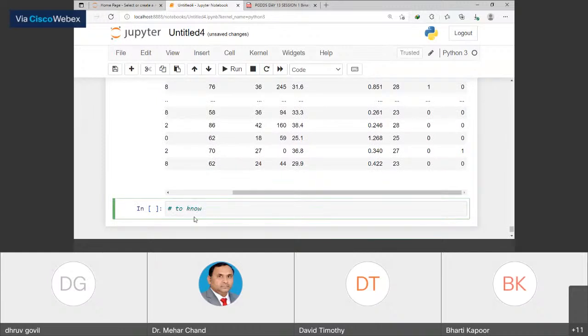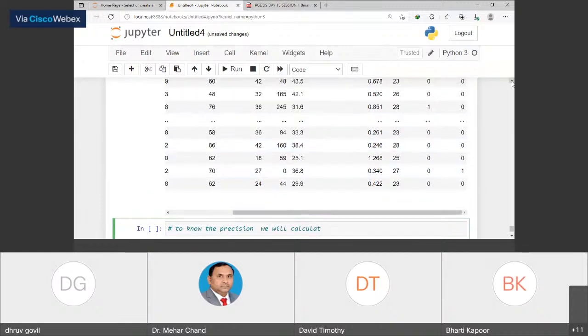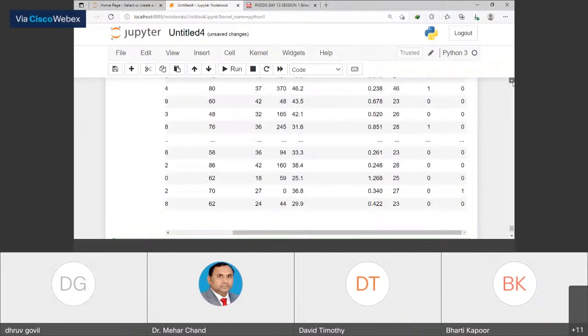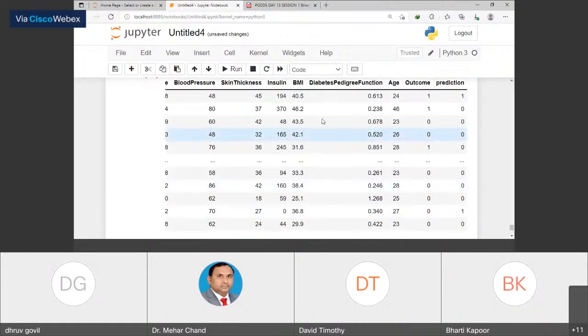Now to know the precision. What is the meaning of the zeros and ones? 0 indicates non-diabetic and 1 is diabetic. It totally depends on you how you consider it before examining the data. Okay, because 0, 1 is the column by the name of outcome. On the basis of these parameters, you have to justify yourself whether this patient is diabetic or non-diabetic. Okay, got it? Yeah, that's it.